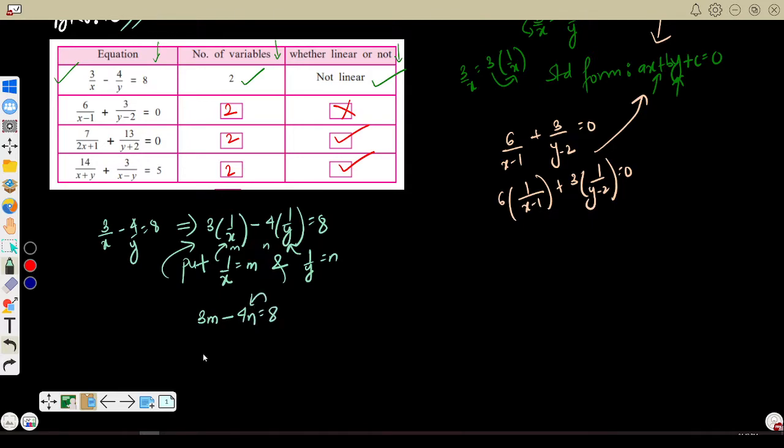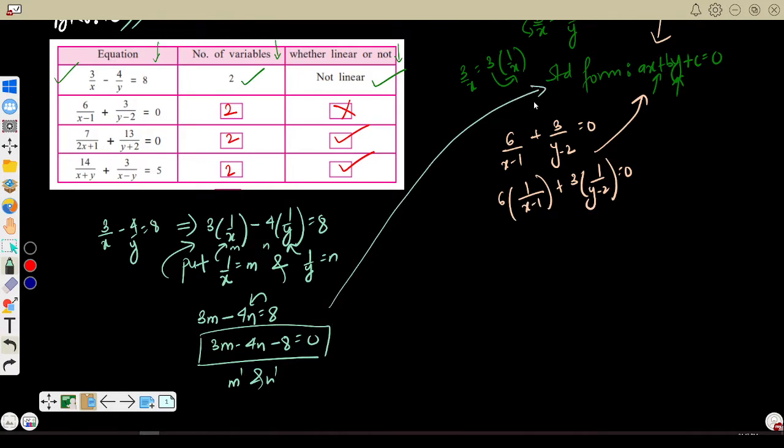If you want, you can shift this constant on the left hand side. So the equation will be 3m minus 4n minus 8 is equal to 0. So now if you observe this, this is an equation which has two variables m and n, and the power of both the variables is 1. So I can say that this equation is a linear equation in two variables. If you want, you can compare this with the standard form. So what I have done is, I have converted a non-linear equation into linear equation by substituting the given variables. But the thing is, if you solve the equation, you will get the value of m and n.